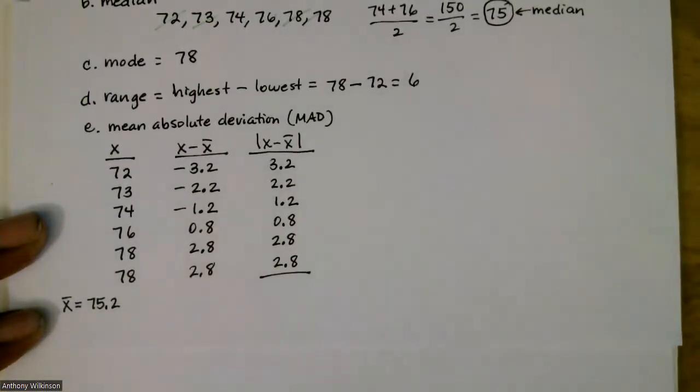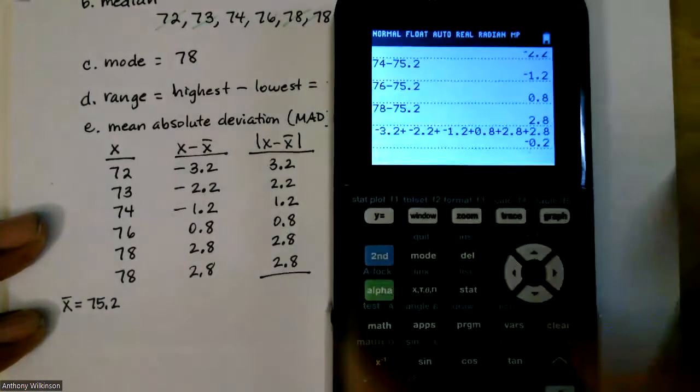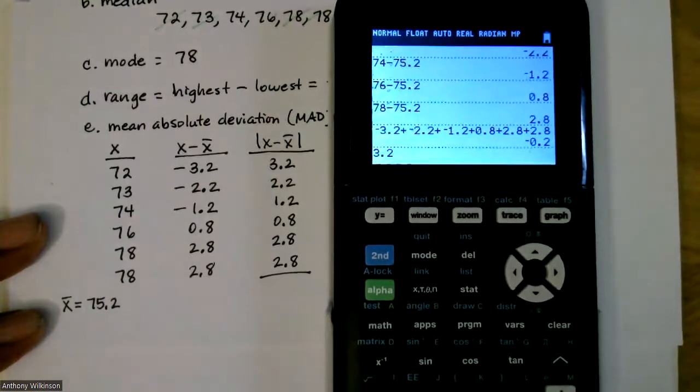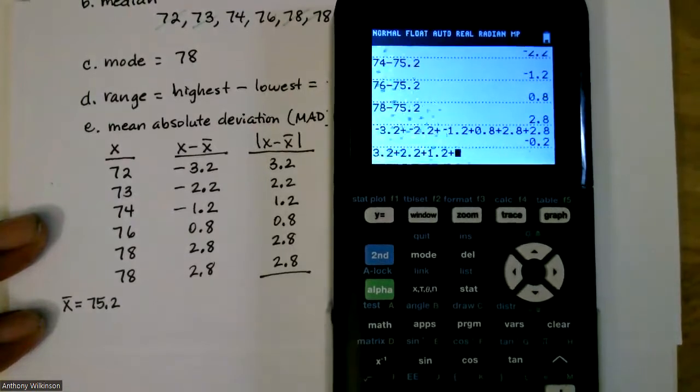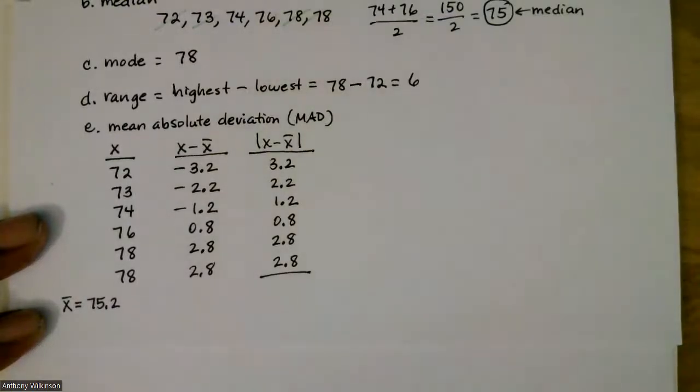Here I'm going to take the sum of these numbers here. So this is 3.2 plus 2.2 plus 1.2 plus 0.8 plus 2.8 plus 2.8. That would give me 13.